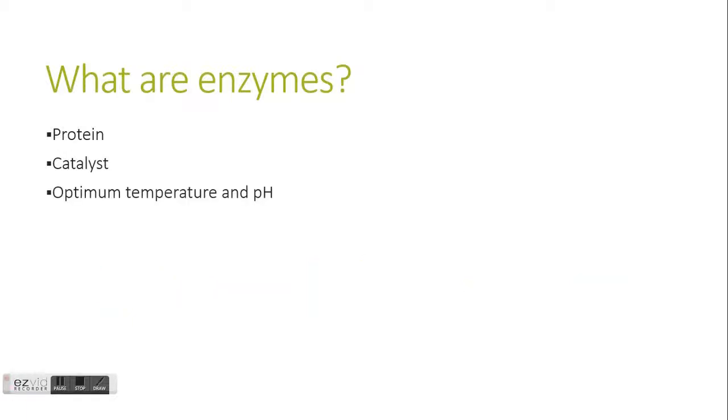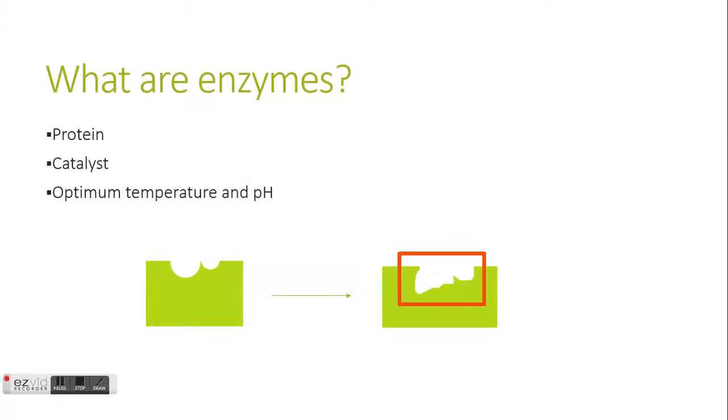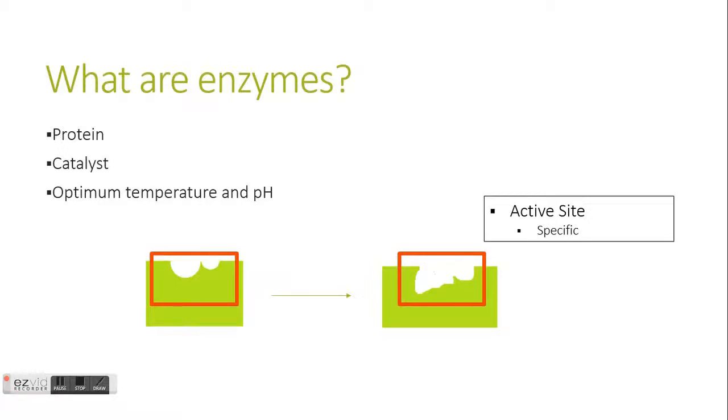Every enzyme has its optimum temperature and pH, and when it goes off from its optimum temperature or pH, the original shape of the enzyme denatures, which changes the shape of its active site, which is specific to each and every one of its substrates.